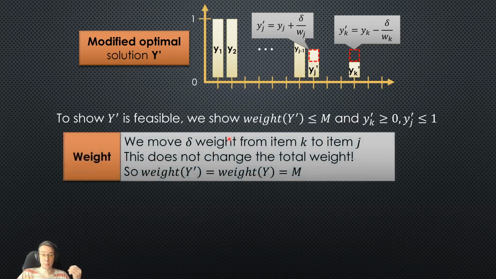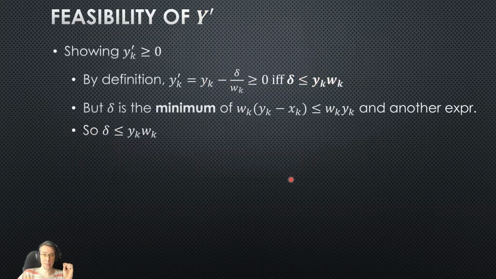Now the weight part of this is actually pretty easy because we're moving delta weight from item k to item j. And moving delta weight is not going to change the total weight. So the weight of y prime is going to be exactly equal to the weight of y, and y we assumed was an optimal solution, so it's going to have weight m. So this exactly matches the weight limit.